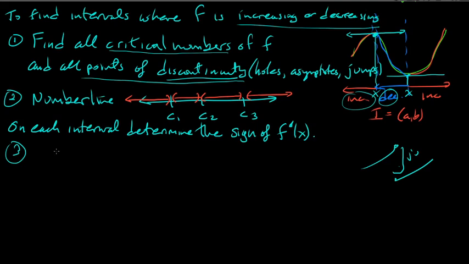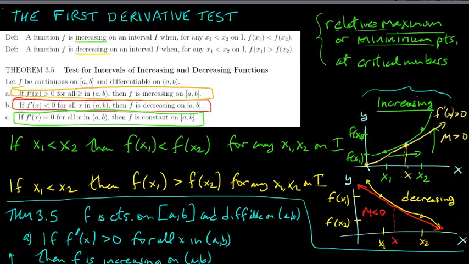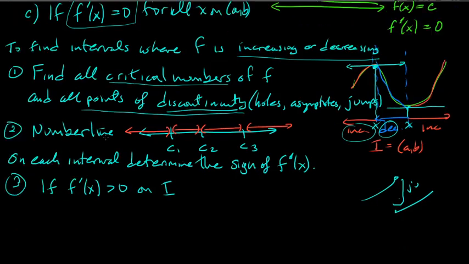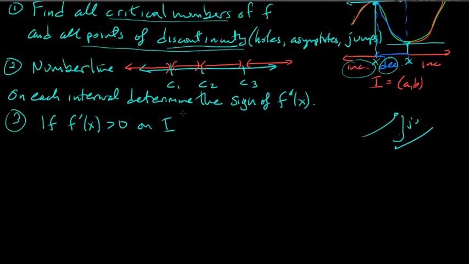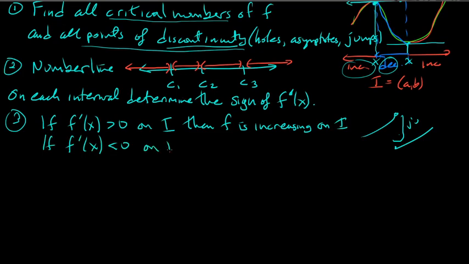And then based on that, let's say the derivative is positive on an interval I. Well, by this theorem up here, theorem 3.5, we know that the function will be increasing. Then f is increasing on that interval. If the derivative is negative, less than 0 on that interval, then we know the function is decreasing.